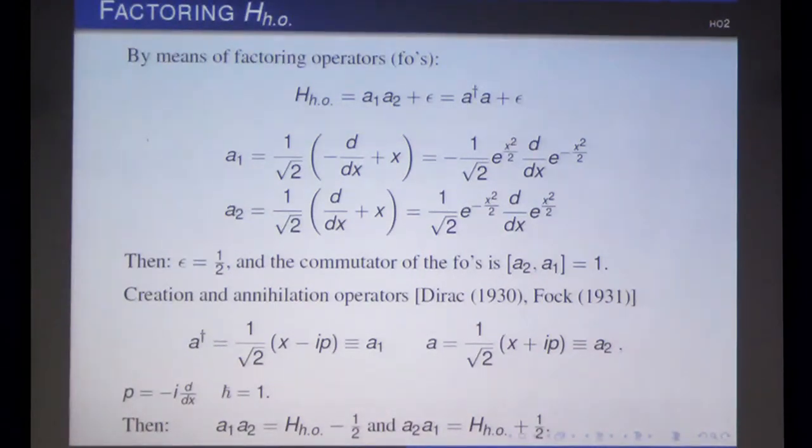What does factorization of a differential operator mean? Just writing it as a product of two operators of lesser differential order. Usually, the standard factorization in the case of the quadratic Hamiltonian is of this kind, in the additive form and in the multiplicative form.